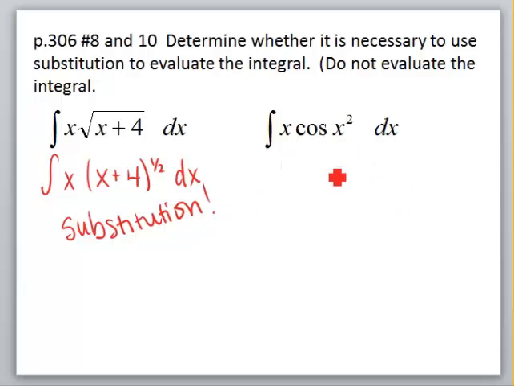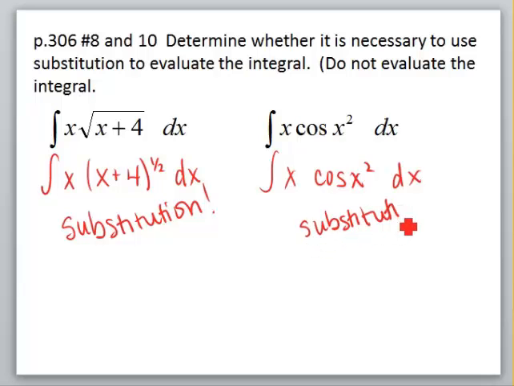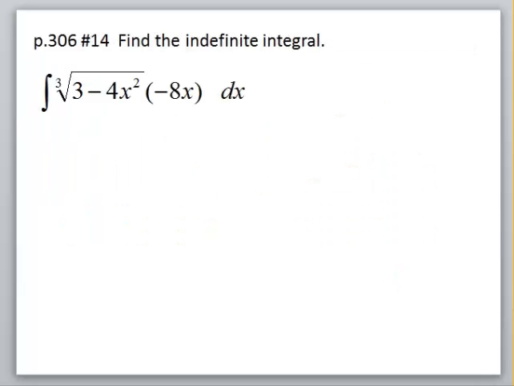On this one, again, we could integrate the cosine of x squared, but we could not integrate what we have here because we have two x's being multiplied together and there's no way to simplify this. So this would also require substitution. Now we will do examples like each one of these so that you can see how substitution will be used. I'm going to see if I can fit this into this video.